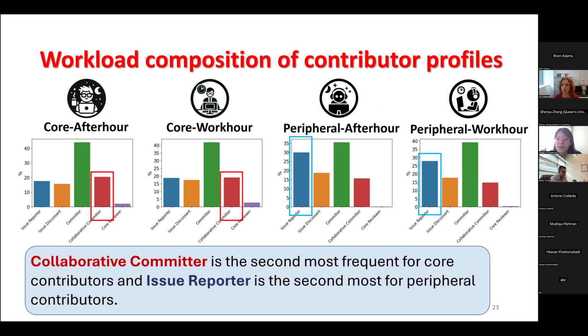While the second most common pattern for peripheral contributors is issue reporter, which means that peripheral contributors may contain a greater proportion of ML users who contribute because they want to solve a specific problem. They use the project, and when they use it, they observe a problem, or they have a specific demand for a specific feature. That's why they come to contribute.